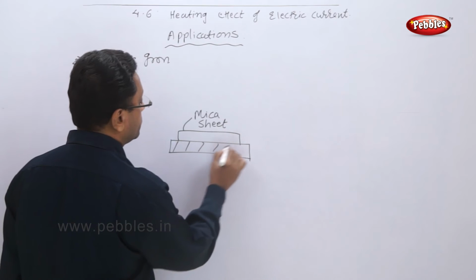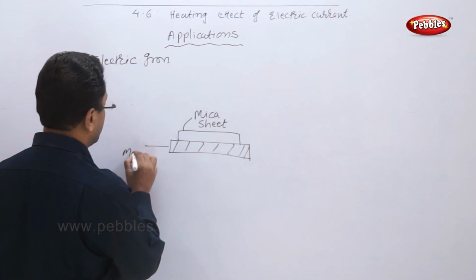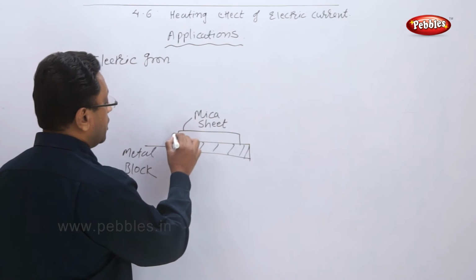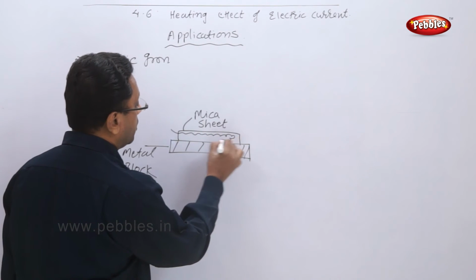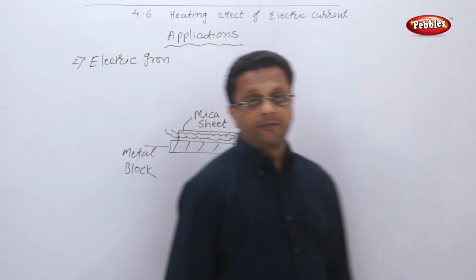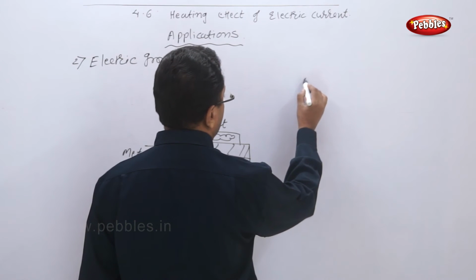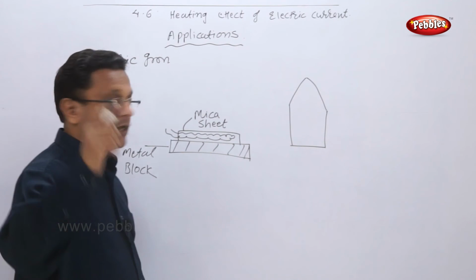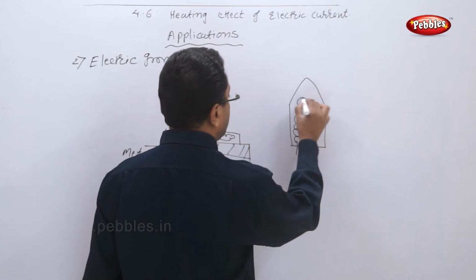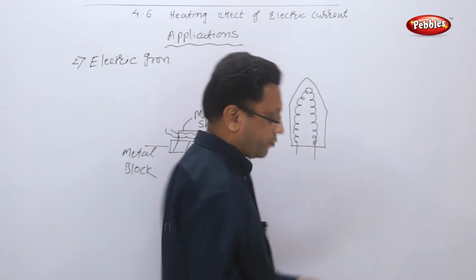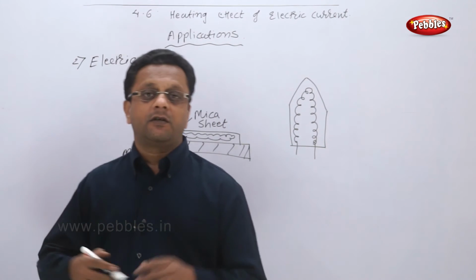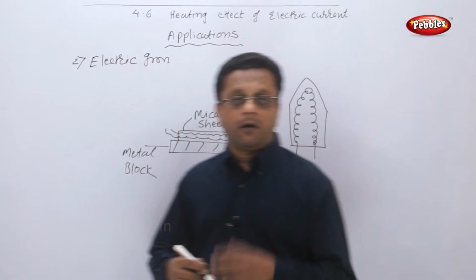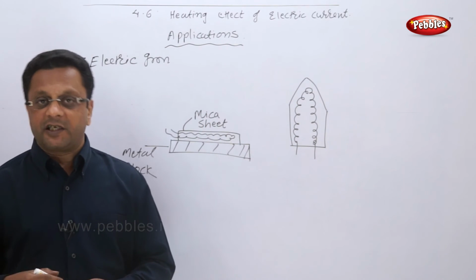This is a metal block. And this is a mica sheet. Now in this mica sheet, a coil is embedded. It will look something like this. Generally the shape of an electric iron is something like this. Now this is the shape of the thick mica sheet, in which the coil is embedded. If by any chance you have a wasted electric iron, or one which is not working, you can just open it and see that in the thick mica sheet a metallic coil is embedded, pressed inside.